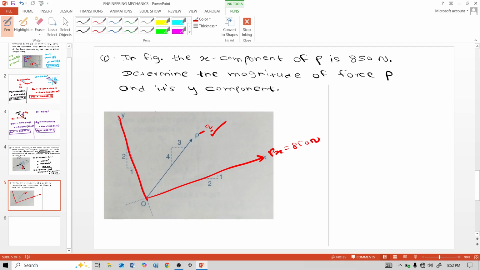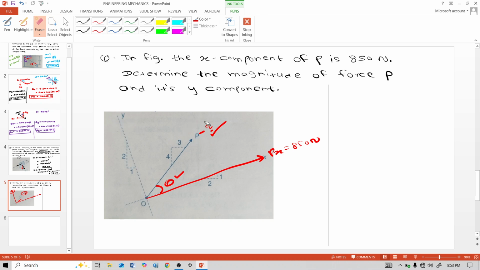But observe here, those are perpendicular components, but here they don't give us the angle. Let us assume this angle as theta. We have slopes, so with the help of slopes we will first calculate this angle theta, then thereafter we will calculate this force P, and then thereafter we will calculate this component, the Py component.